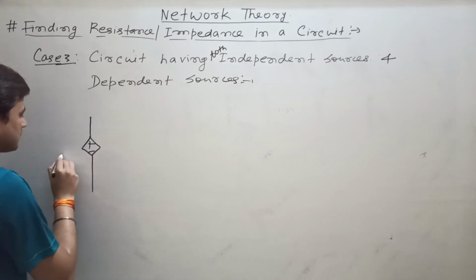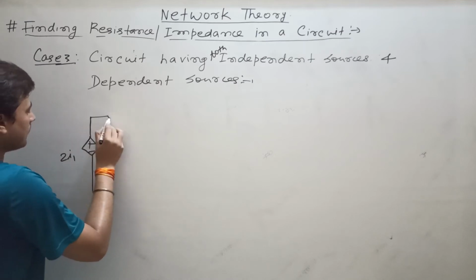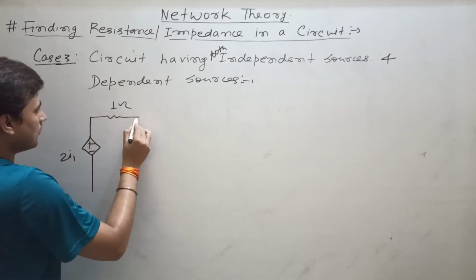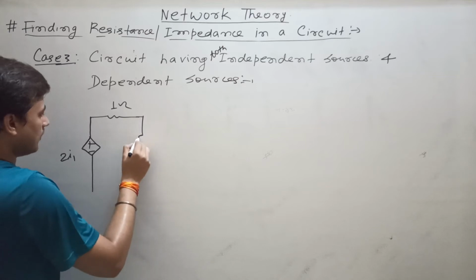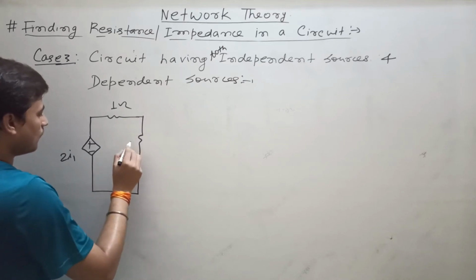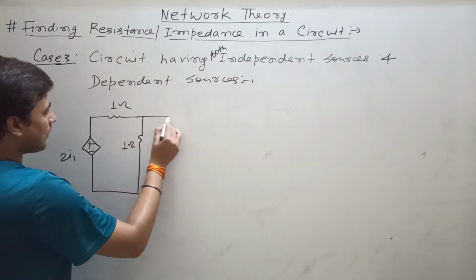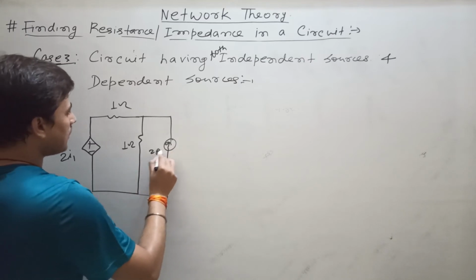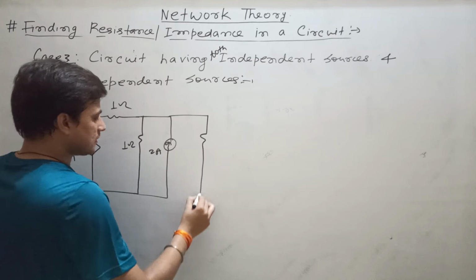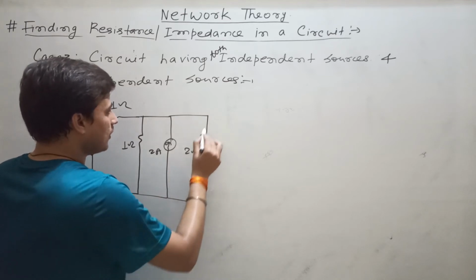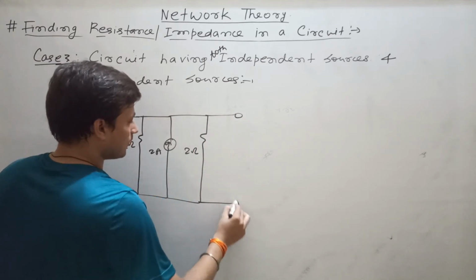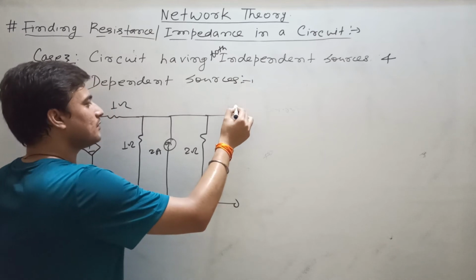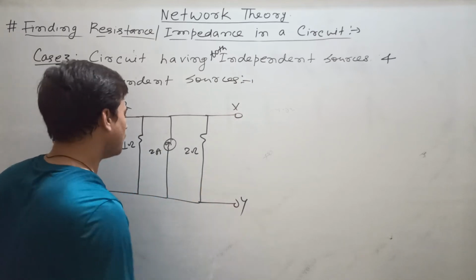Here it is plus minus 2I1. Here it is 1 ohm. Here it is 1 ohm. Here also it is 1 ohm. Now you are having a 2 ampere current source. Clear? And now you are having a resistance of 2 ohm. You have to find the equivalent resistance between the pair of terminals X and Y.